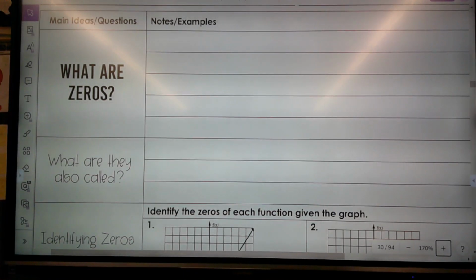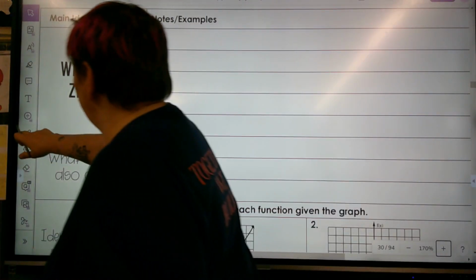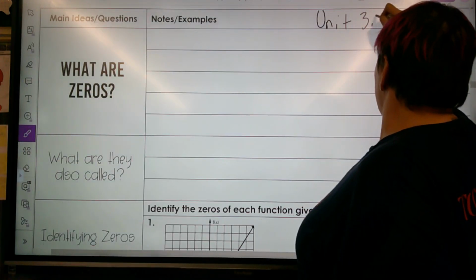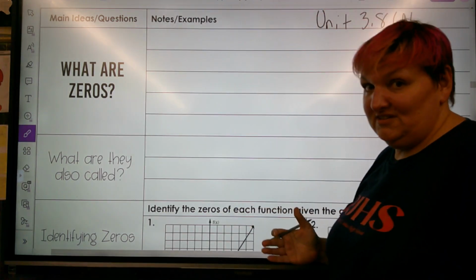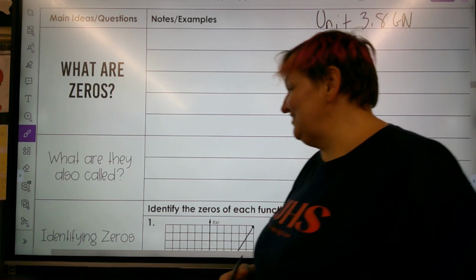Moving on to Unit 3.8 guided notes. This is the last subunit for Unit 3. So congratulations on making it this far.